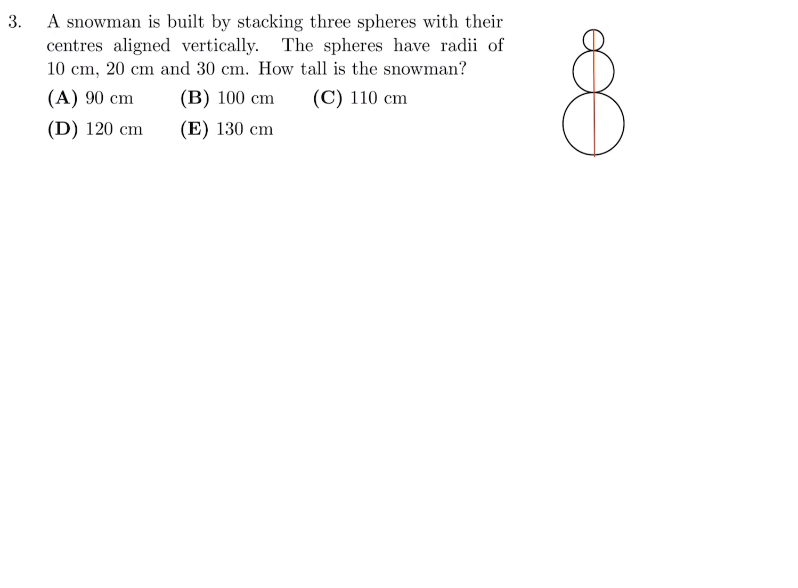Well, the radii are 10, 20, and 30, so the diameters must be double that: 20, 40, and 60. So to get the height, we have to add those, and that would be 120. So number 3, the answer is D.